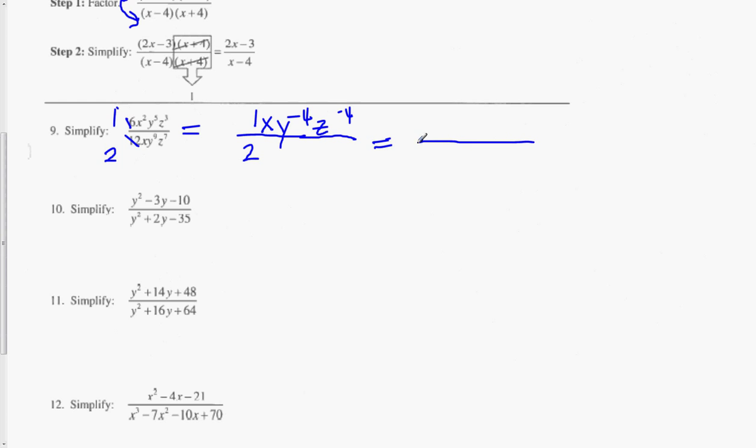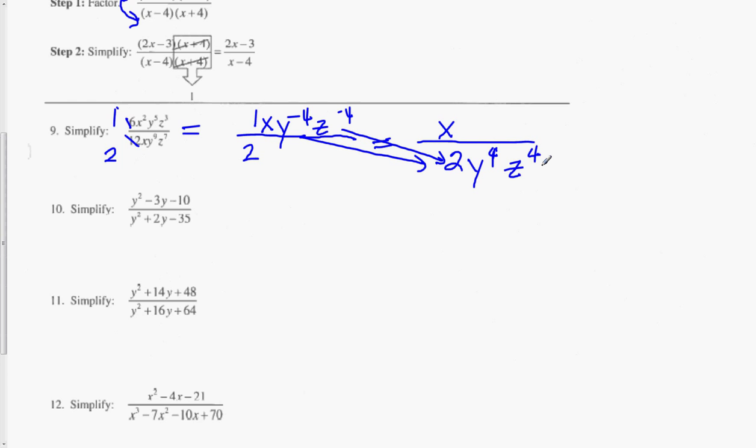So in this case, I have a 1 on top. I have an x on top. That x is fine. It has a positive 1 exponent. The y to the negative 4 is going to need to go to the bottom. The z to the negative 4 is going to need to go to the bottom. I have a 2 down there already from when I simplified 6 over 12. So the y to the negative 4 comes to the bottom and becomes a positive y to the 4th. The z to the negative 4 comes to the bottom and becomes a positive z to the 4th. So that's how you take care of the negative exponents.